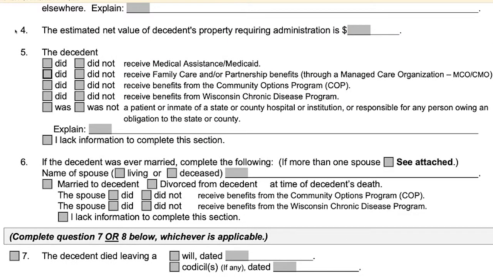Paragraph 4 deals with the net value of the decedent's property. If the net value of the property is under $50,000, it qualifies for informal administration in Wisconsin. If it's above $50,000, it does have to go through formal probate.